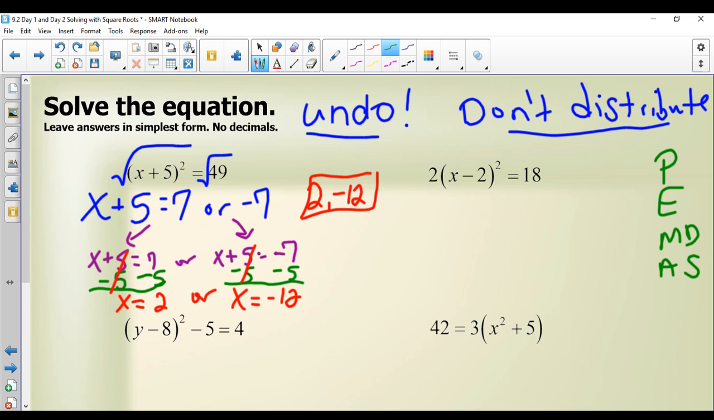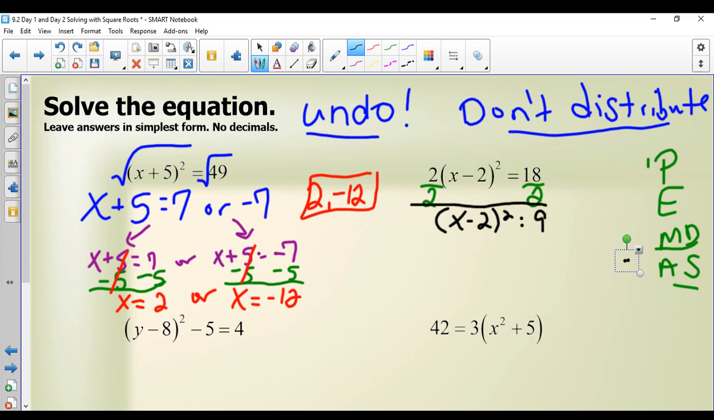I'm going to write PEMDAS like this because adding and subtracting are the first thing we have to get rid of. Well, the only subtracting that we see is inside the parentheses, and that's the last thing we do, not the first thing. So we need to undo. So is there any multiplying or dividing that we could undo? And yes, there is some multiplying by 2 in the front. So we're going to undo that by dividing. And so that leaves us with x minus 2 squared equals 9.